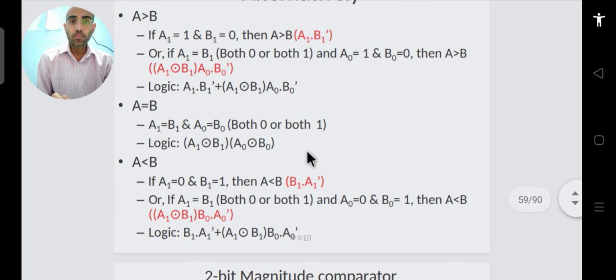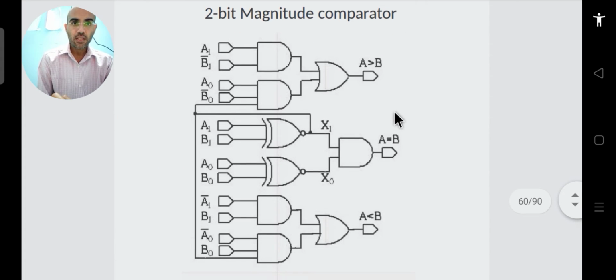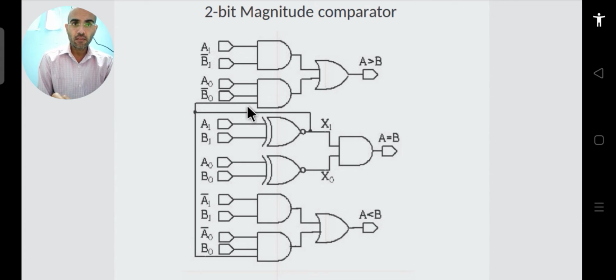So to implement a 2-bit magnitude comparator in the hardware, we have to implement these three expressions. So this expression we will implement, this expression, and this expression together. So let's see how we'll do this. So a 2-bit magnitude comparator will look something like this. So these are our A and B. We also assume that B complement is also present. If you assume that B complement is not present and only A and B are there, then use a NOT gate also. Okay, you can use a NOT gate.